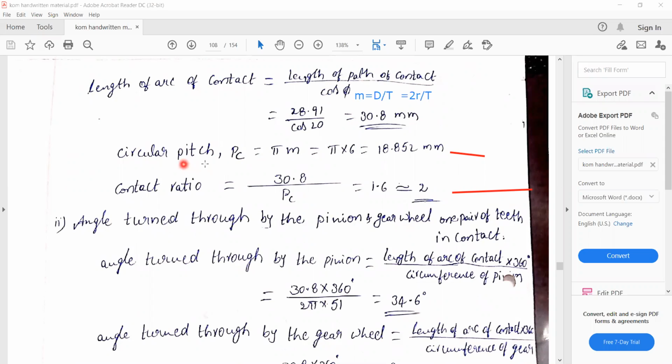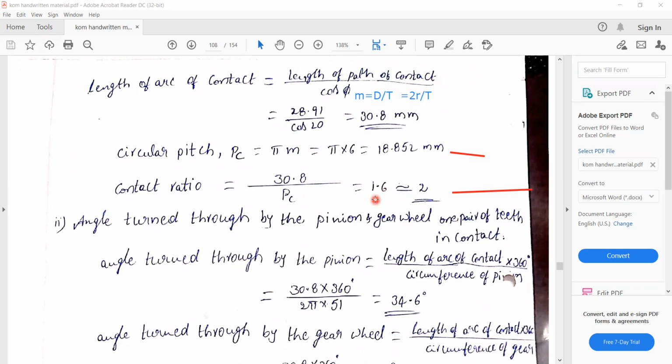Then we should know the circular pitch. So circular pitch PC equals pi m or pi d by t, whatever it may be. So that is 18.85 mm circular pitch. Now going to find the contact ratio, or number of pairs of teeth in contact. So the contact ratio equals 30.8 by PC, the circular pitch. When we substitute 18.85, the value arrives at 1.6. So it is approximately equal to 2.